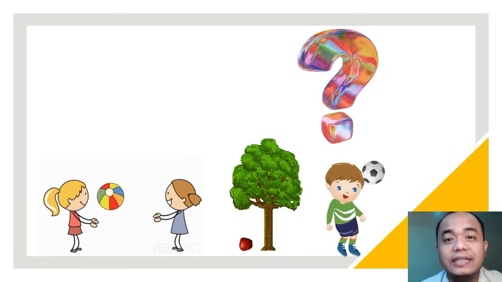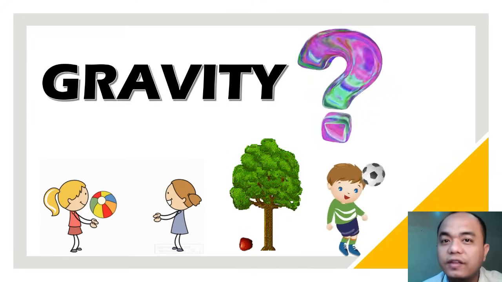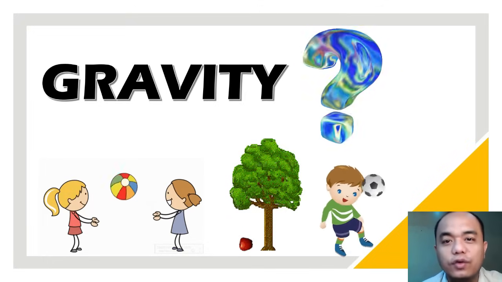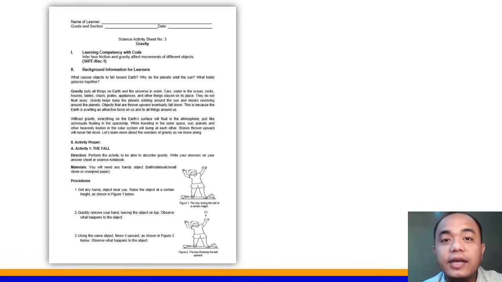You know what, class? This is made possible because of gravity. Gravity is one of the wonderful forces in the universe. Would you like to know more about the force called gravity? And our objective for this week is to infer how gravity affects the movements of the different objects. Let us perform first the first activity in your learning activity sheet number 3. And this activity is entitled The Fall. This activity will help you describe what gravity is.